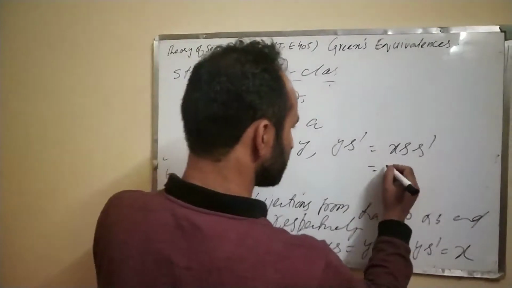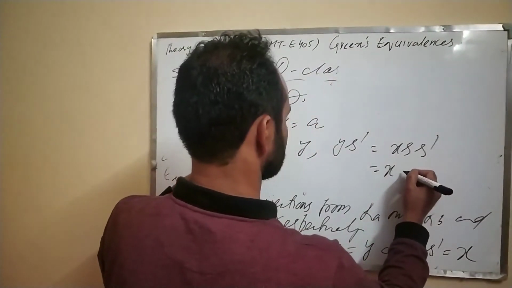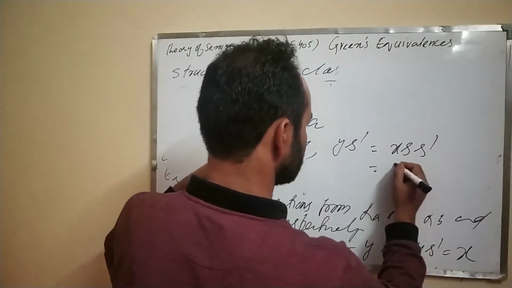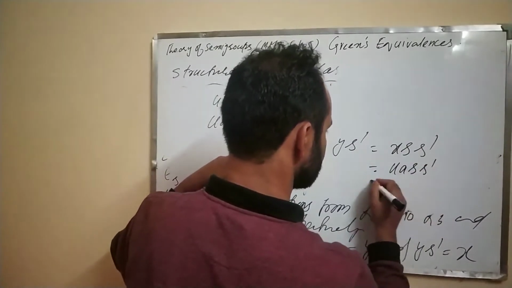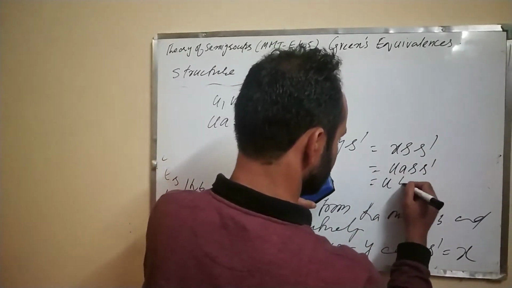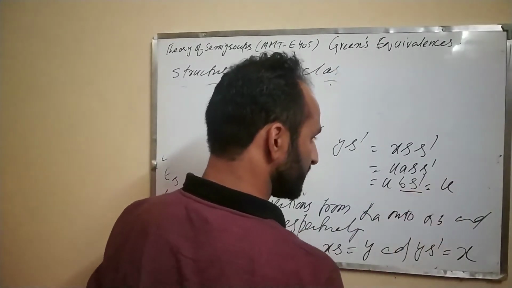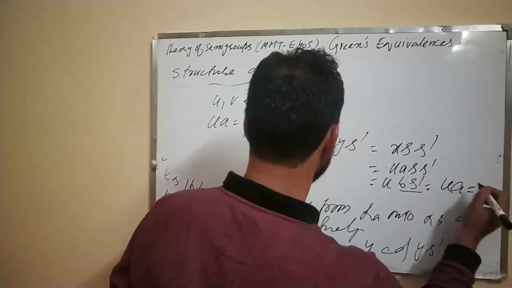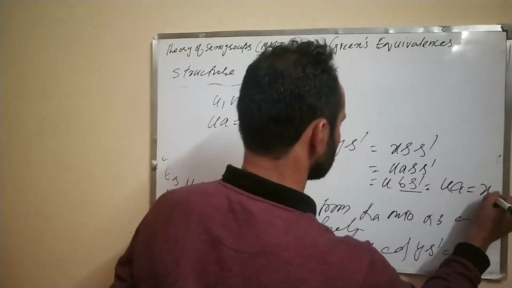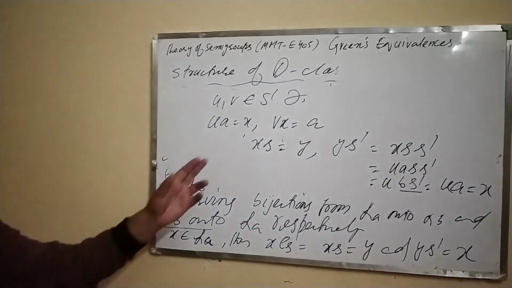x equal to ua. It's x equal to ua. So it's u a s s dash. And this u, what's as? As is equal to b. That's already defined. b s dash. And u term is b s dash. b s dash is equal to a. It's ua. And ua is again equal to x. So y s dash is equal to x. x s is equal to y.